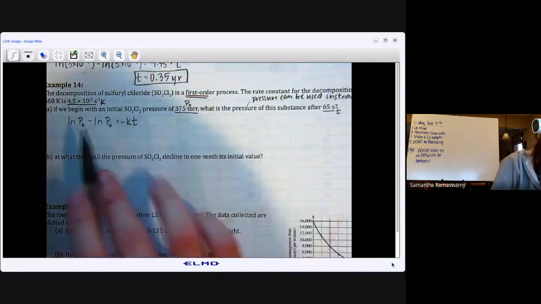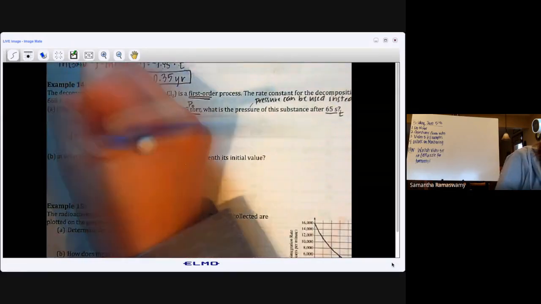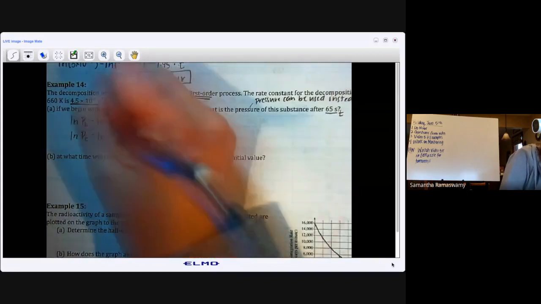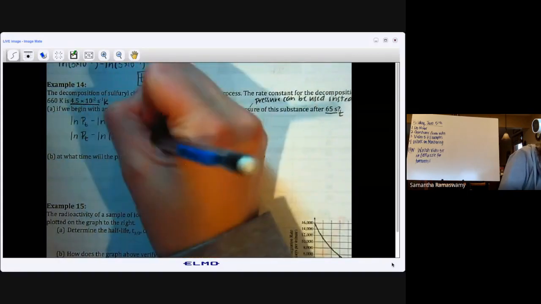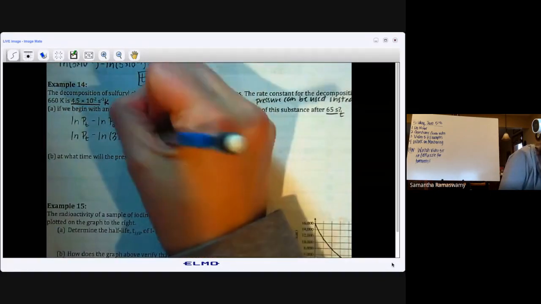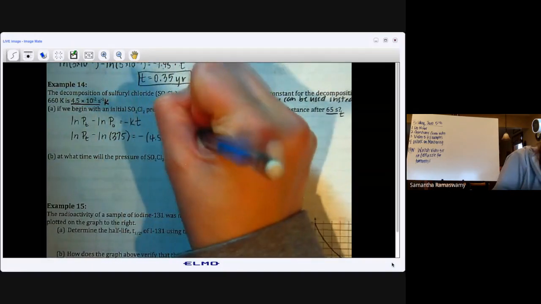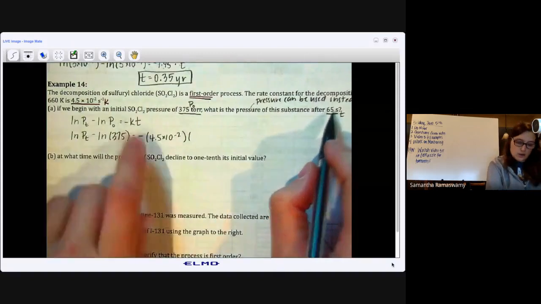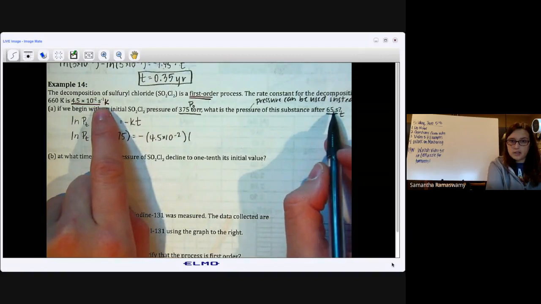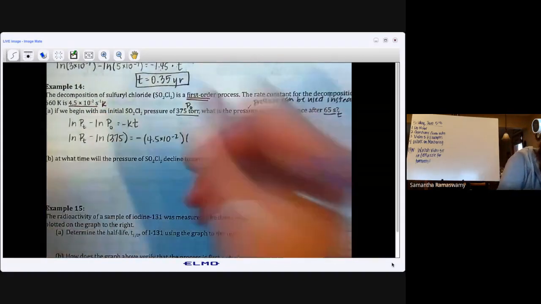What's the pressure after 65 seconds? So I'm solving for pressure after some time. Initial pressure is 375 torr. K is 4.5 times 10 to the negative second. And time is 65 seconds. So notice how K is in per seconds, time is in seconds. That's good. If time wasn't in seconds, you would want to convert it to seconds.